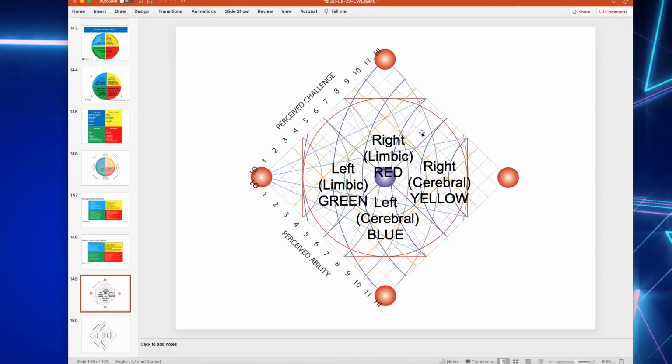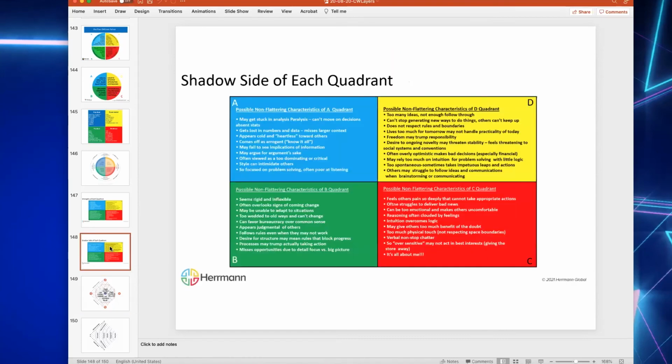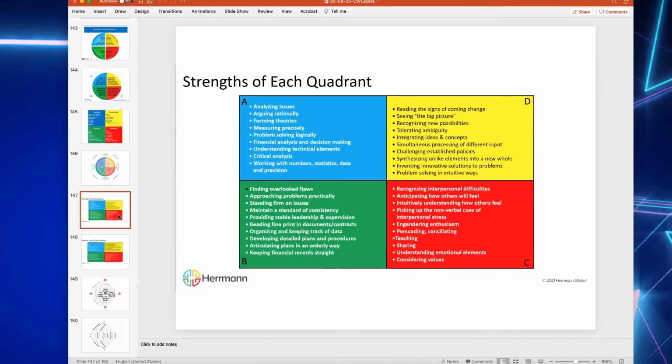So if we go to yellow for just a second, which we're saying pretty much resonates with this outgrid section of the change grid, she was saying that the strengths of that would be reading the signs of coming change. As we go through this, let's ask, do we agree that's somewhere in the realm of the driver energy?